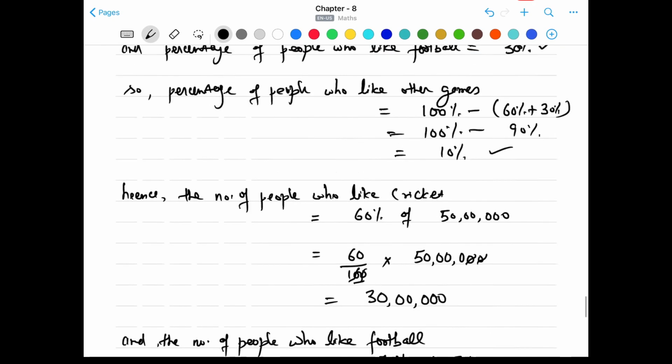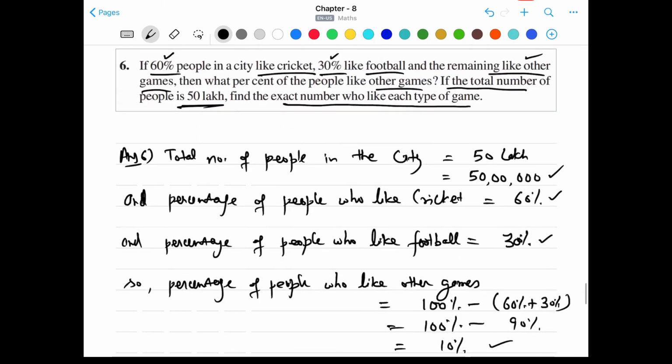So that's the answer of question number 6 of exercise 8.1. We have completed all the 6 questions. With this we have completed exercise 8.1.